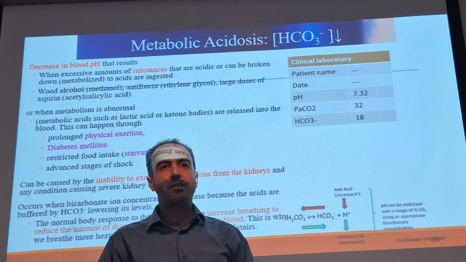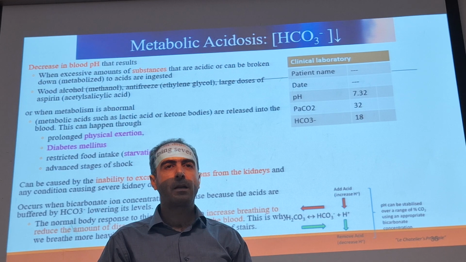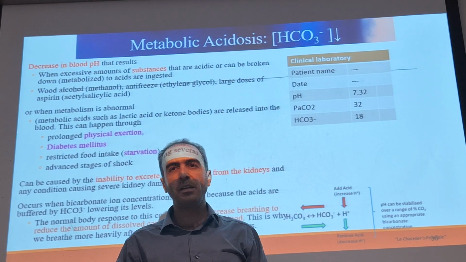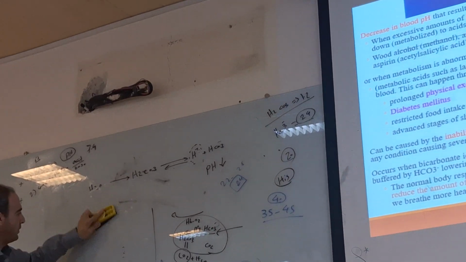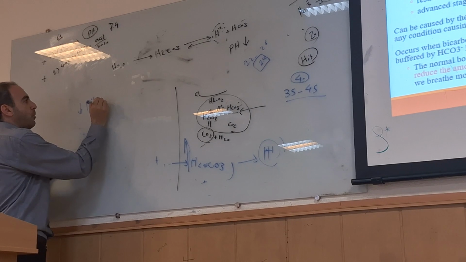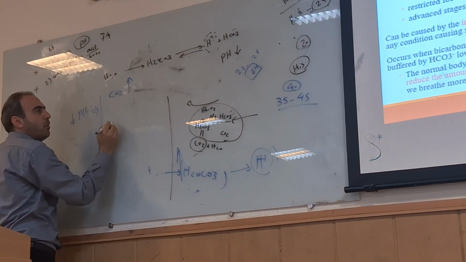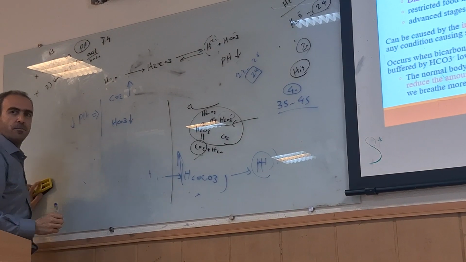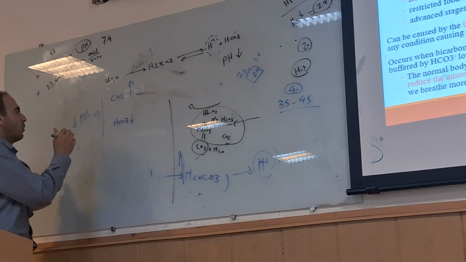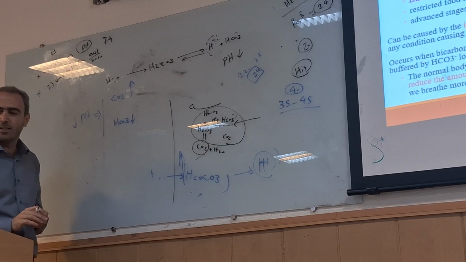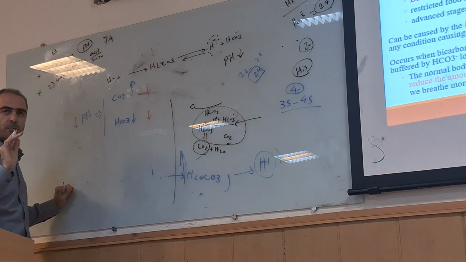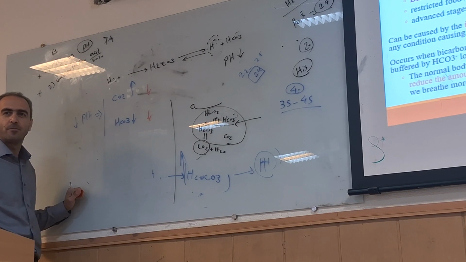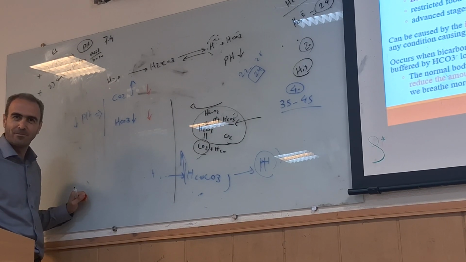So what is the main reason? You know pH is low. When pH is low, it's due to two reasons: maybe CO2 is increased, maybe bicarbonate is decreased. So here, which one has happened? Bicarbonate is decreased. Both of them are decreased in this situation. Which one is the first? Bicarbonate is the first, because bicarbonate is more decreased, and that's why we have a decrease in pH.